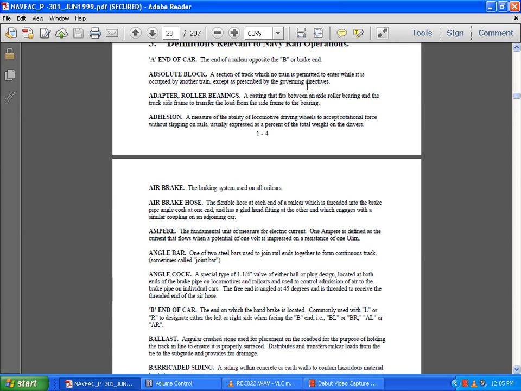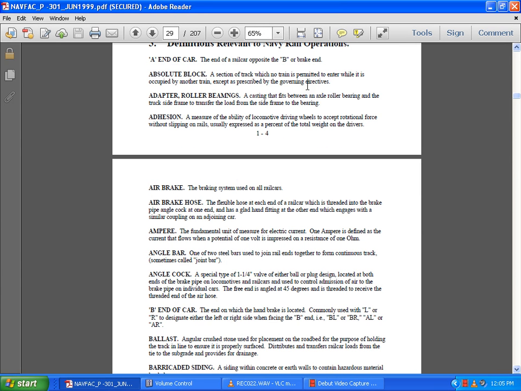The ampere: the fundamental measure of electrical current. One amp is defined as the current that flows when a potential of 1 volt is impressed across a resistance of 1 ohm. An angle bar: a steel bar used in joining rail ends together to form continuous track.